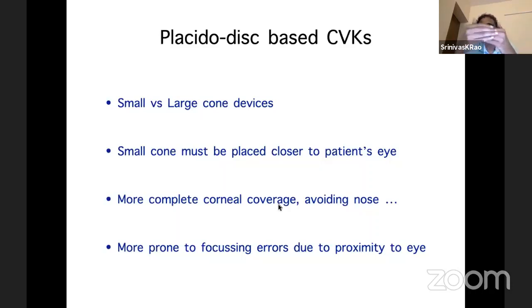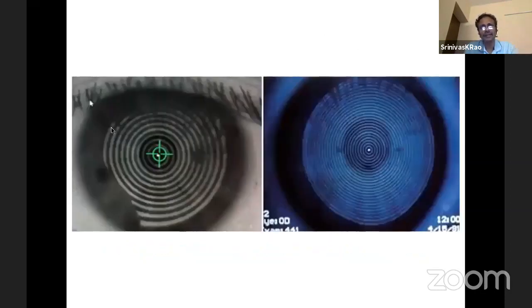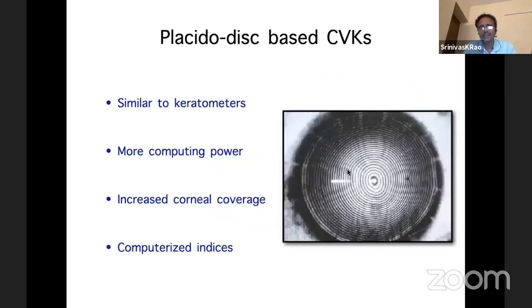But because you're so close to the cornea, it has focusing errors, and therefore you must focus more precisely. So this is what I meant. If you have a large cone, the nose can come in the way, and so basically, these are nothing but glorified keratometers with a computer attached.